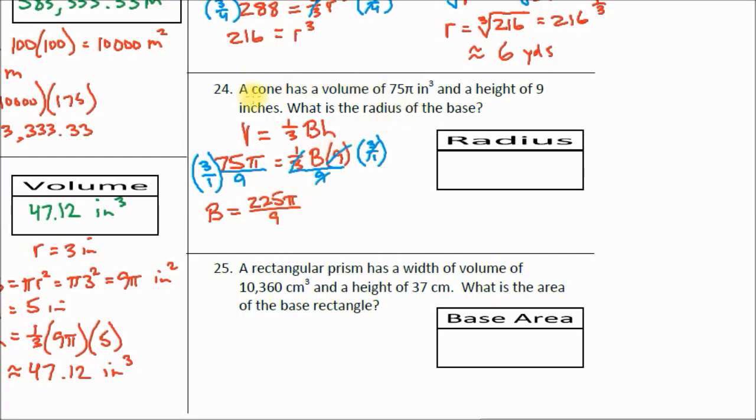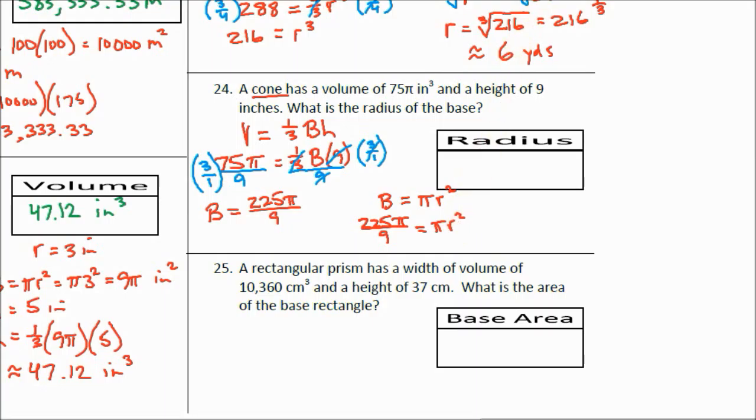Well, we know this is a cone, class, so we know that the base of a cone is a circle, which is pi r squared. That means we can rewrite this as 225 pi over 9 is equal to pi r squared. All we have to do is get rid of everything but the r squared and then simplify the r squared. I'm going to write this as pi r squared. Well, let's get rid of pi.